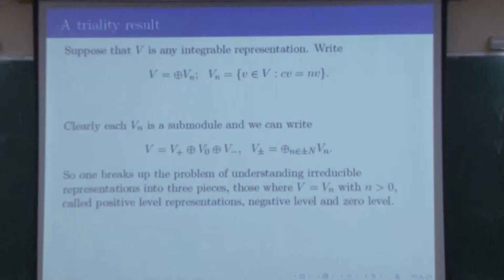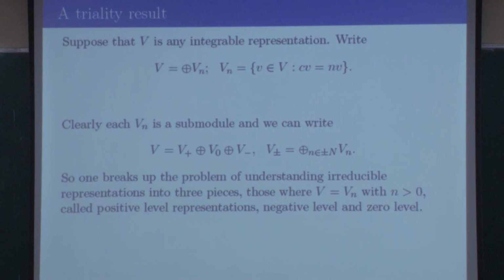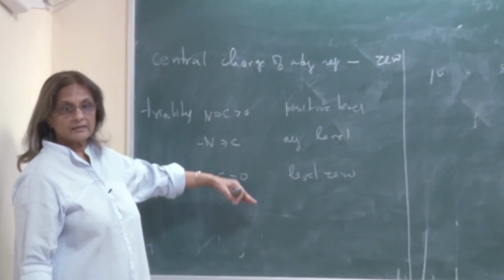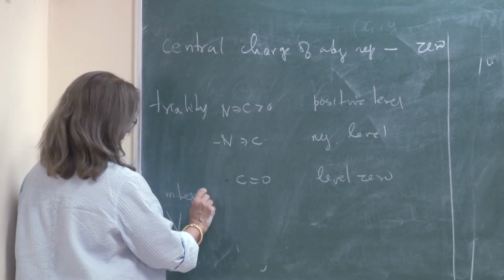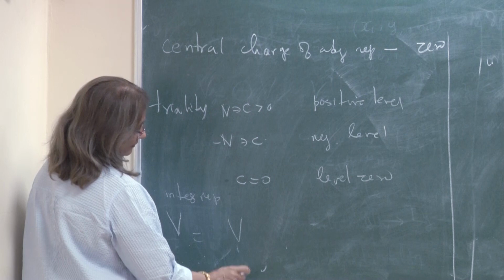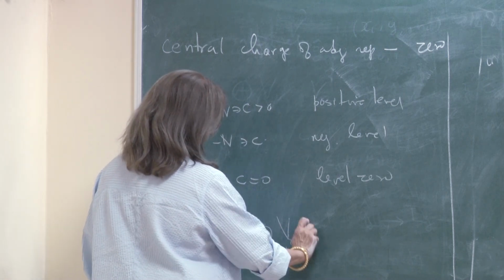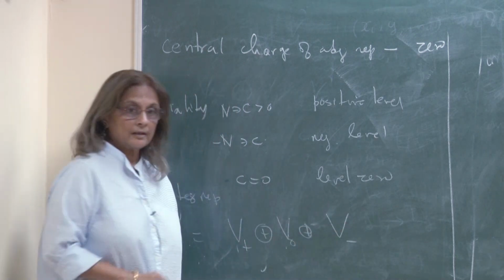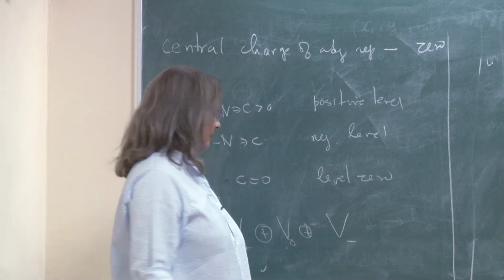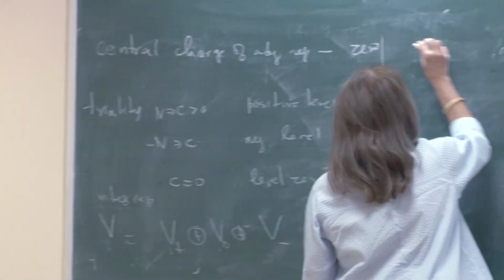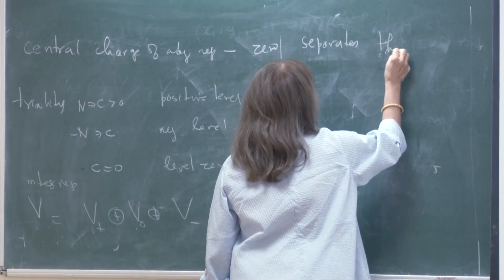But before we do that, what this is telling you is you can break up your study of integrable representations into three categories, where the center acts positively, negatively, or by zero. So if you have any integrable representation, you can write it as a sum of three pieces: V plus, direct sum V0, direct sum V minus. So the center acts by different positive things here, 0, and negative things. So this separates the study of integrable representations into three categories.